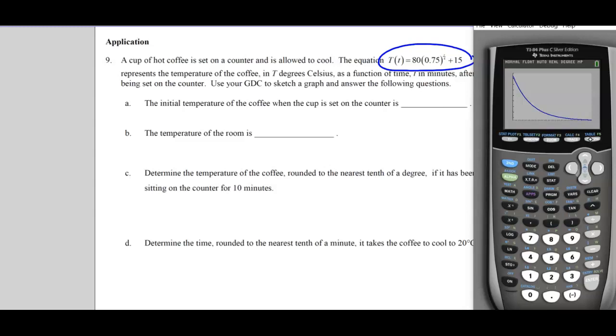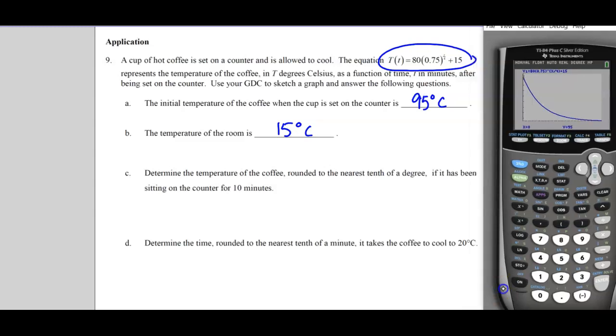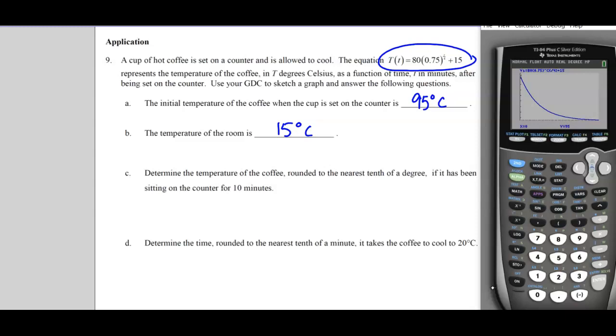So the initial temperature when the pot is set on the counter, remember I initially said 80, but then there's the 15 on it, right? So, or in your calculator, 0 would give you 95. Okay, because of that vertical translation. 80 plus 15 is 95. Temperature of the room, we just said, is 15. Okay, and then you just use your calculator.